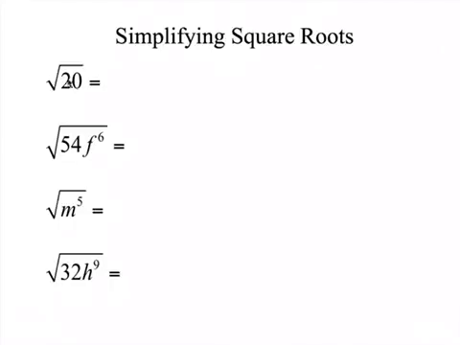So to simplify this square root, we're looking for perfect square roots that go into it. So the perfect square root that goes into 20 is 4. So hopefully you see this as the square root of 4 times the square root of 5. And the square root of 4 breaks down to 2. So this is 2 square root 5.